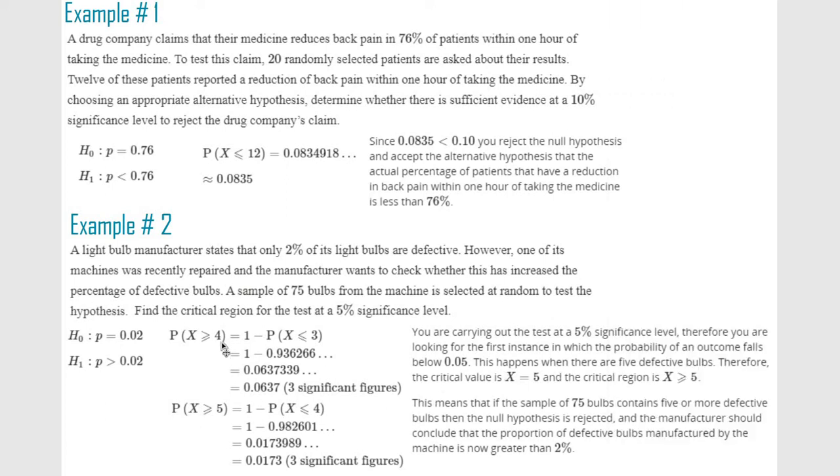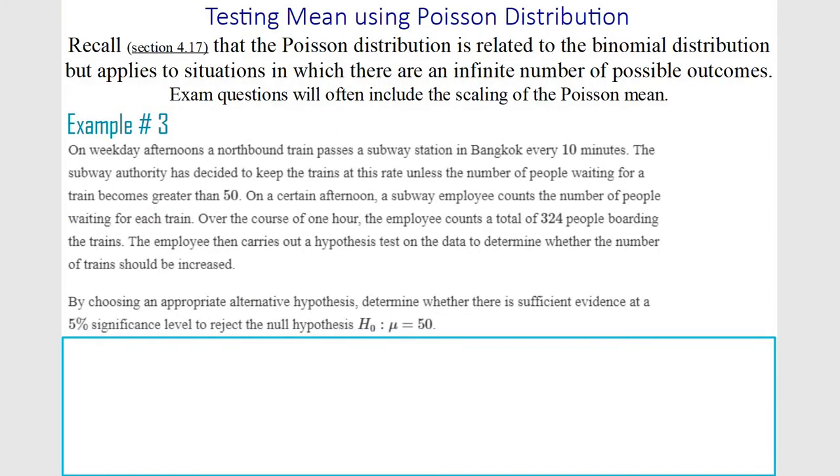Okay, so we're going to choose 5. If we contain 5 or more defective bulbs, then the null hypothesis is rejected, and we can conclude it's now greater than 2%, so we've got a problem. So if in our sample we've got 5 or more, we have an issue. All right, so let's test the mean using the Poisson distribution.